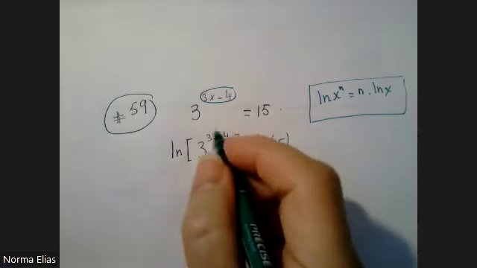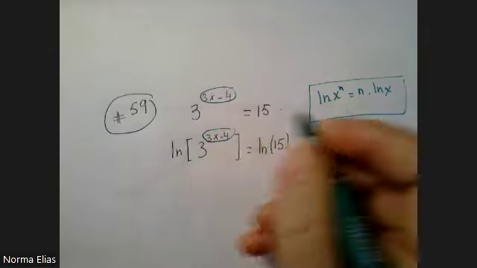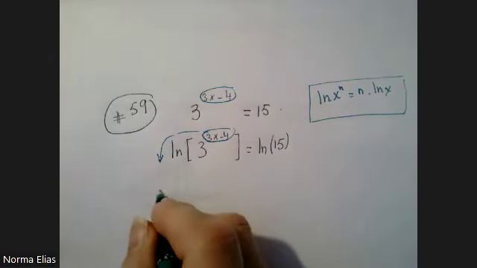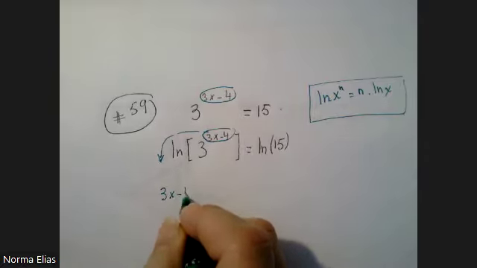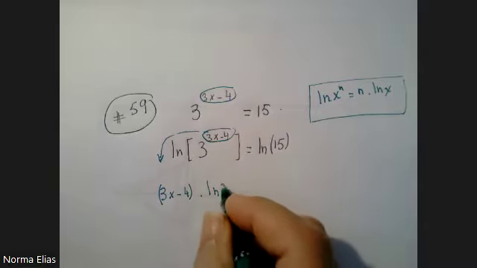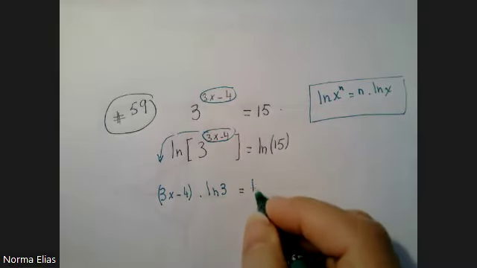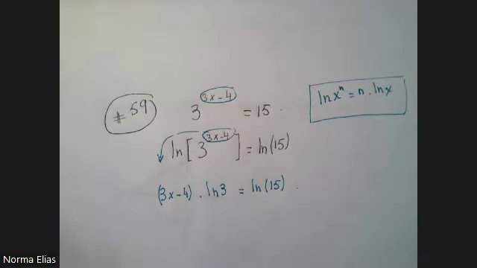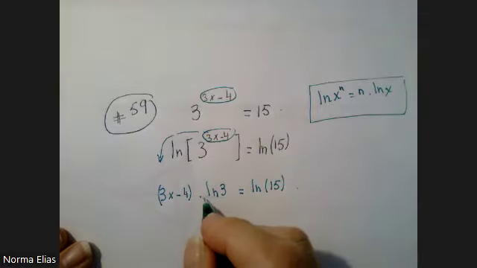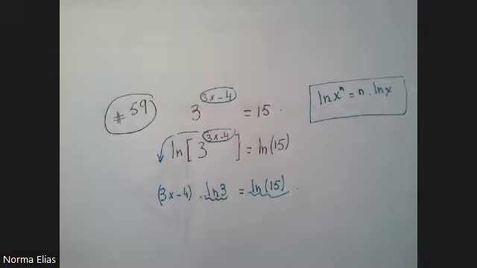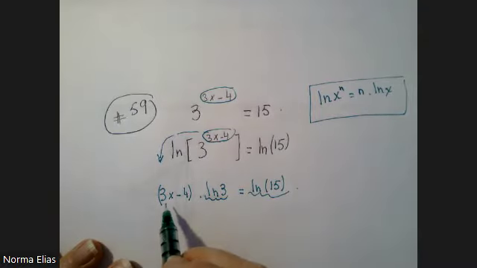And now this is the power I'm talking about. The log can bring the power down. So this gives me the quantity 3x minus 4, that's the power, times the natural log of 3, is the natural log of 15. And now we're back to algebra. Remember, these are numbers, not unknowns. We can find them. And now I need to solve for x, so I need to isolate x.